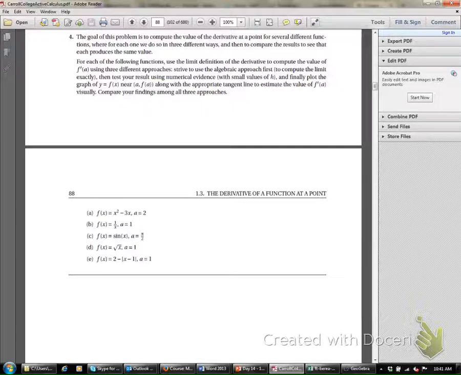So recall, I'm just doing the algebra. The directions are, for each of the following functions, use the limit definition of the derivative to compute the value of f prime of a using three different approaches. Number one, it says strive to use the algebraic approach first to compute the limit exactly. Notice that word strive; that's indicating that there might be one or two that you cannot do algebraically. Then test your result using numerical evidence using small values of h, and then finally plot the graph. So we're going to do the algebra.